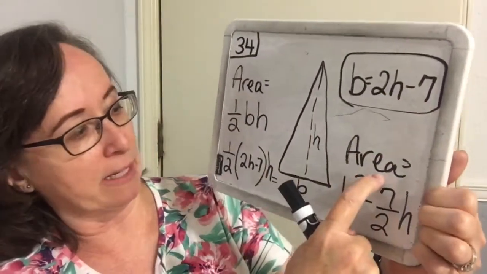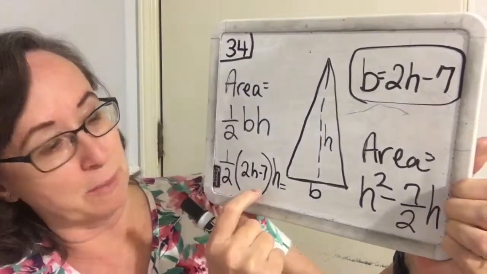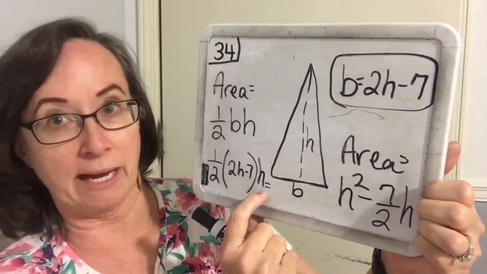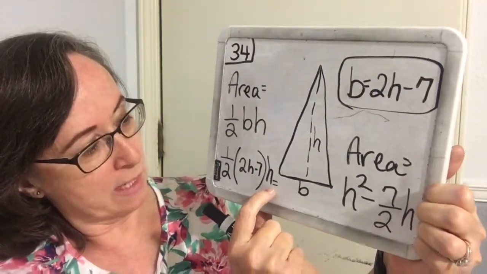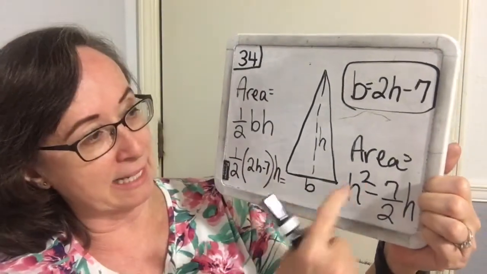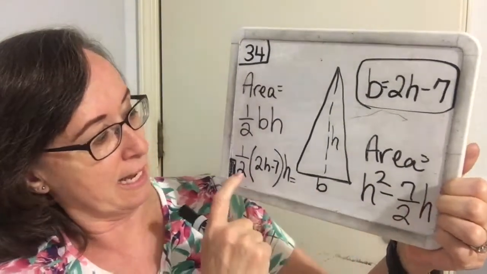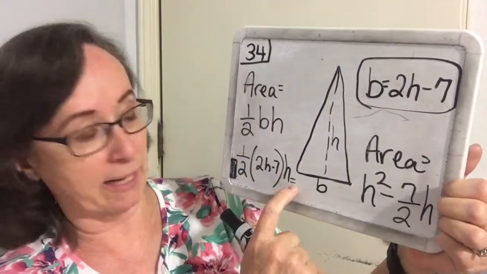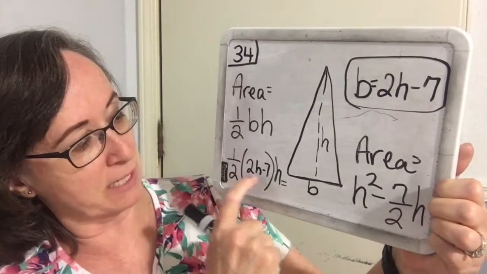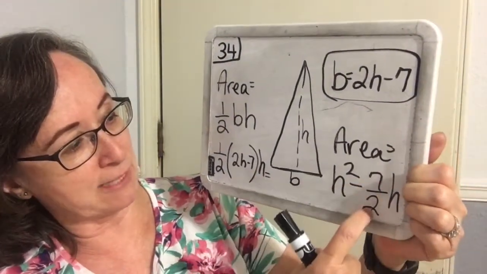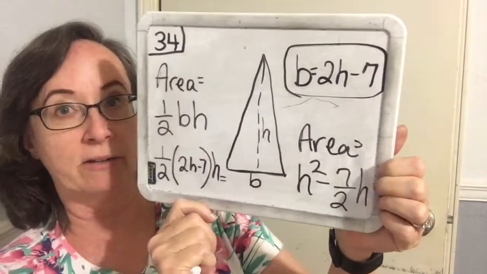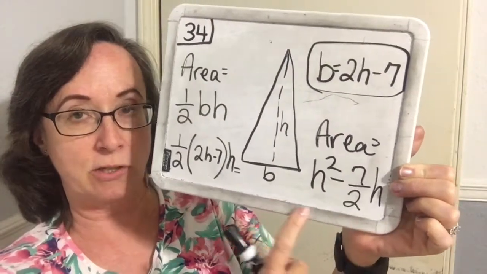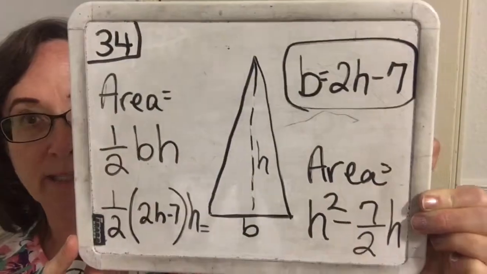So now the area is going to be 1/2 the base, which was 2h minus 7, times the height, which is part of the area of the triangle formula. So now when I distribute this all out, I get the area of the triangle is h squared, because the 1/2 and the 2 will cancel. We end up with h times h, or h squared. And then the 1/2 times the -7 gives me -7/2 times the h, and there you have it. Here's your formula for the area without any base in it at all. It's just in terms of h. So that was number 34.